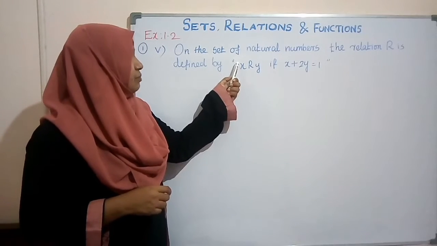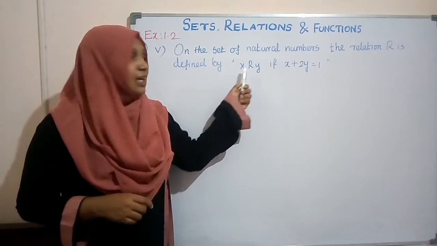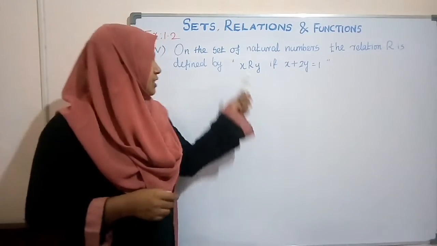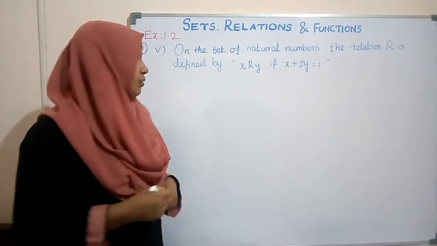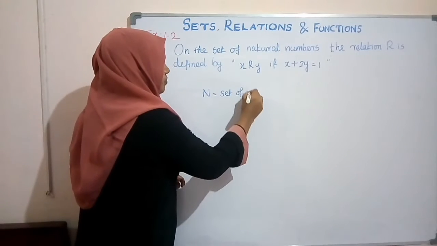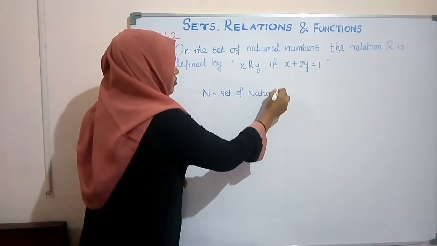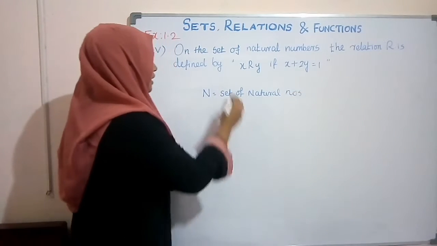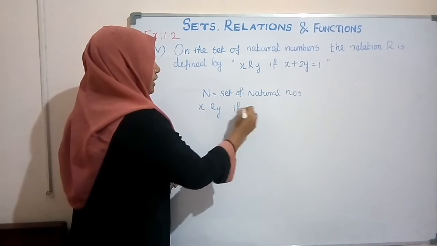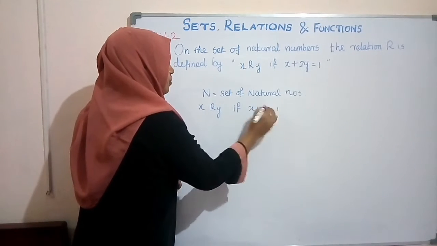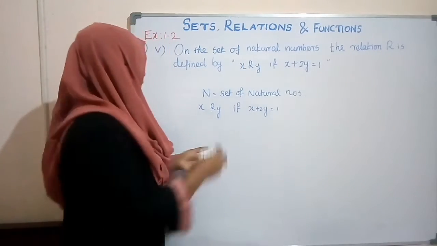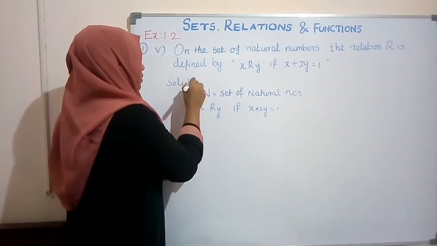On the set of natural numbers, the relation R is defined by x related to y if x plus 2y is equal to 1. So it is given the set of natural numbers. Okay. So we can take N be the set of natural numbers. And the relation is given as x related to y if x plus 2y is equal to 1. If you are adding x and 2y, we should get 1. Okay. Now we can see the solution.